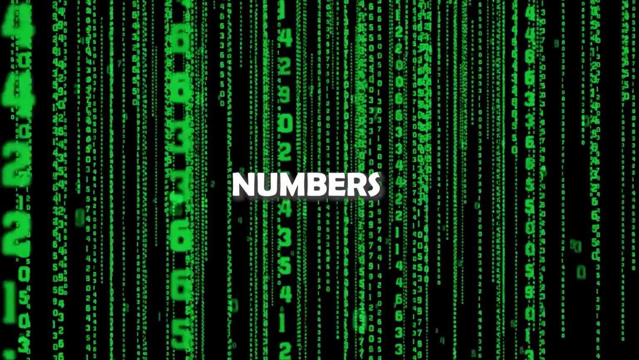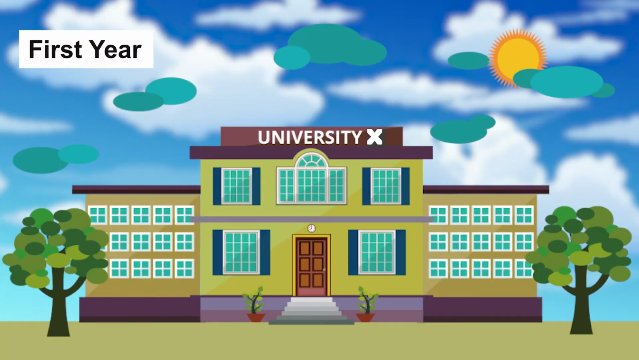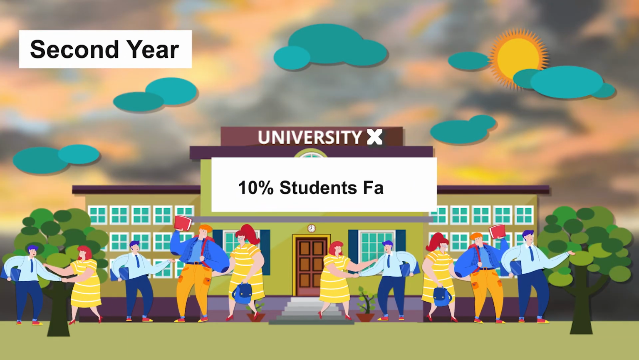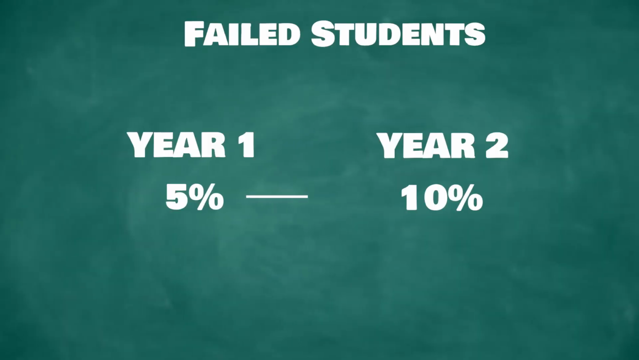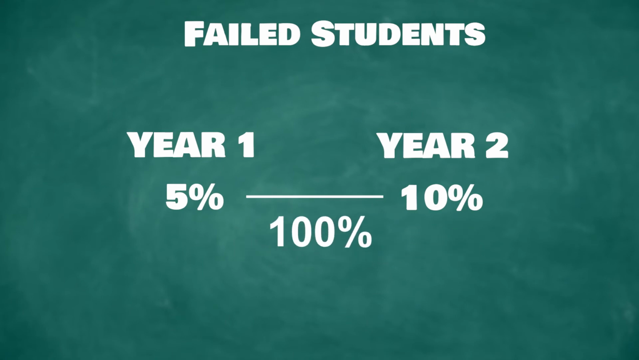Okay. So now let's move to the next thing, and we're going to talk about some numbers. Let's say hypothetically that there is a university named X, and in the first year only 5 students failed from that university, and in the next year 10 failed. So here's a question for you. Is it a 5% increase or is it a 10% increase? Because if we add 5 to 5, it becomes 10, but we can also say it's a 100% increase.